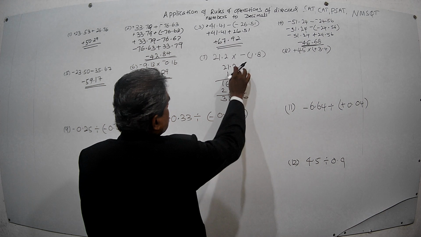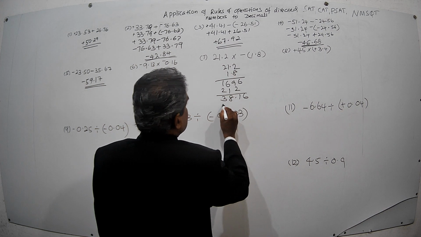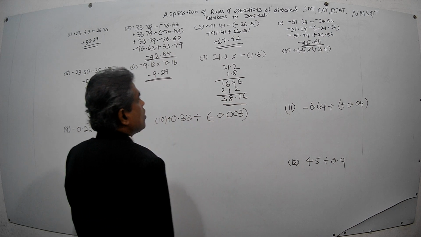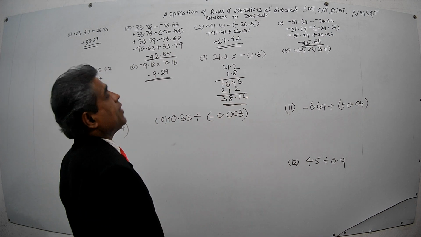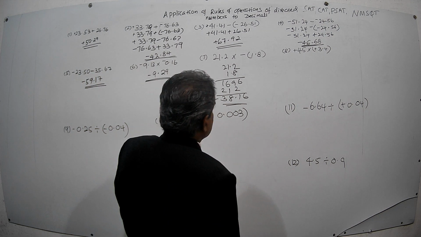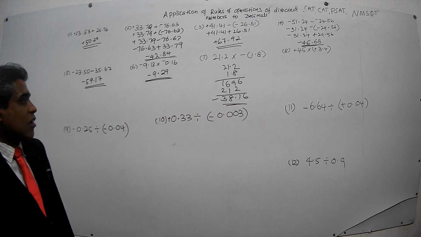Then there are two decimal places here, so put two decimal places in the answer. And the answer will be how much? The answer will be negative, because we have multiplied two numbers of different signs. Then the answer will be negative. That is the answer. Right. Go to the next part.